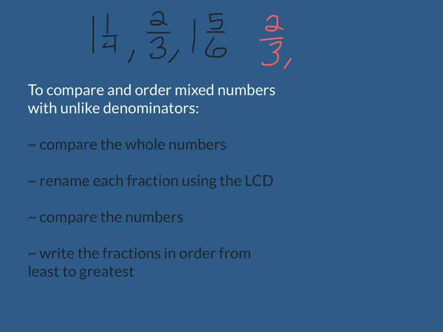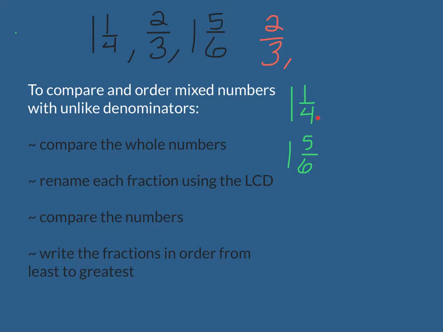So let's take a look using our examples. So we have comparing the whole numbers as our first step. We have 1 1/4 and we have 1 5/6. They're the same whole number, so that doesn't help us. So that means we need to go to this second step, renaming each fraction using the LCD.